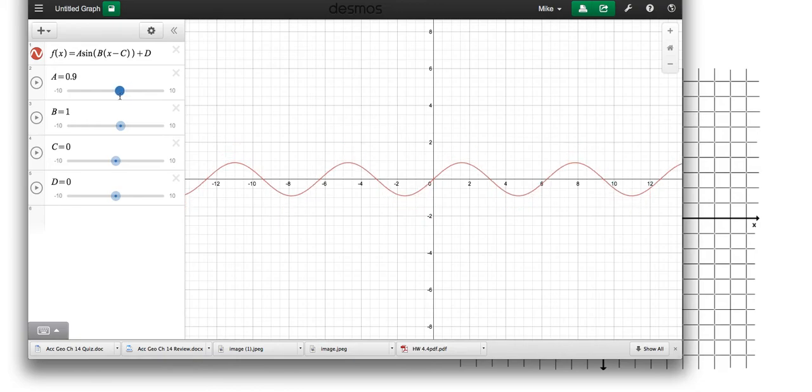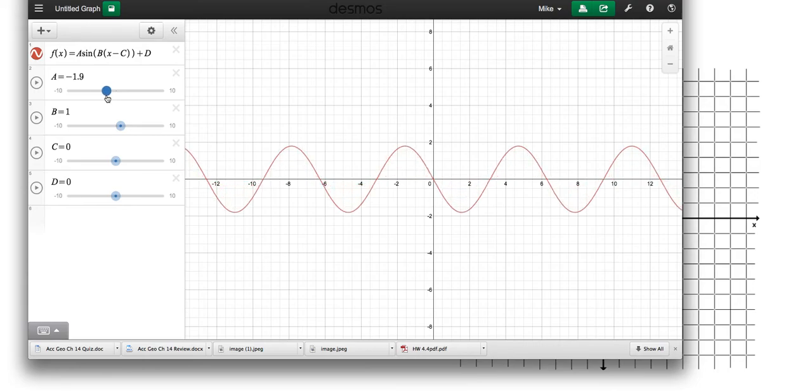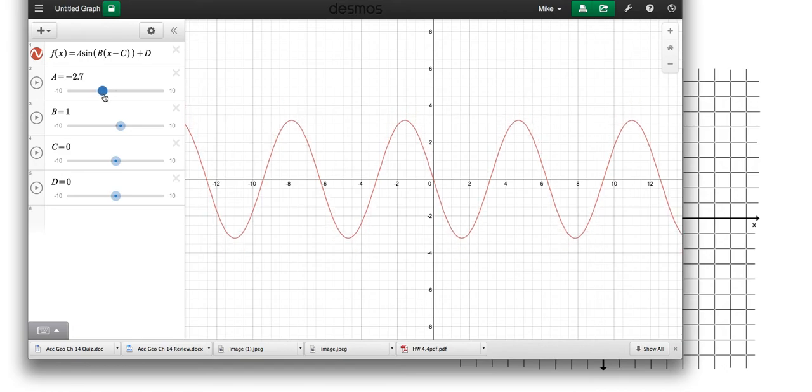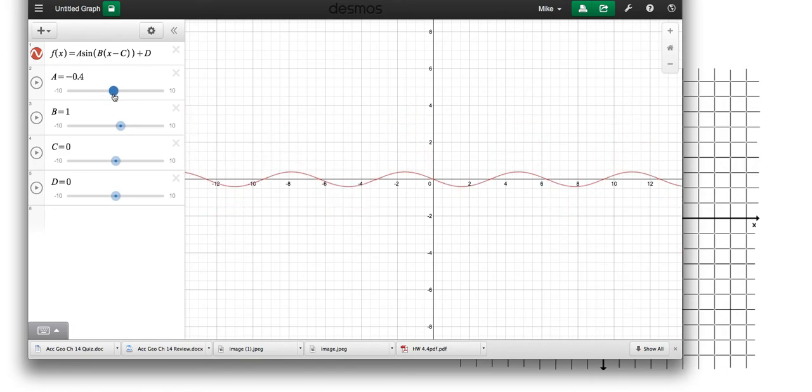And if I make it less than 1, they still become smaller and smaller and smaller. And if I make it 0, well, we just end up with y equals d, so that's just a straight line. And if we make it negative, it'll flip the graph upside down. So instead of starting at 0 going up, it starts at 0 going down. So let's put that back at +1 for now.